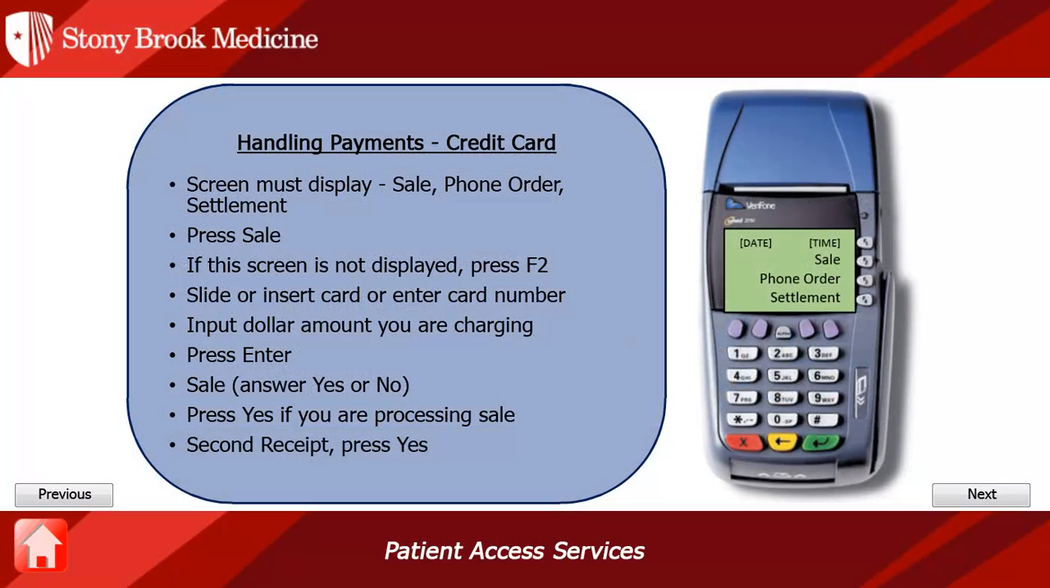Handling payments, credit card. The screen must display sale, phone order, and settlement. Press Sale. If this screen is not displayed, press F2. Slide or insert card or enter card number. Input dollar amount you are charging. Press Enter. Sale. Answer yes or no. Press yes if you are processing the sale. For a second receipt, press yes.